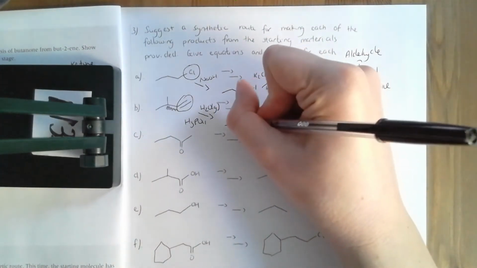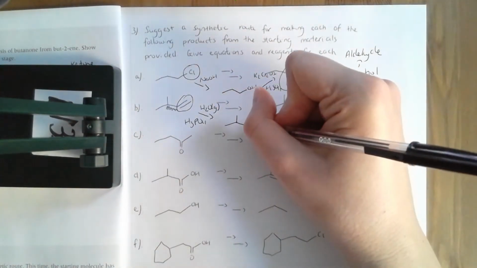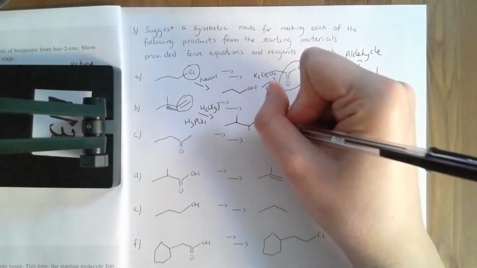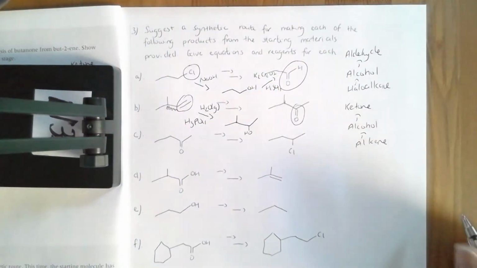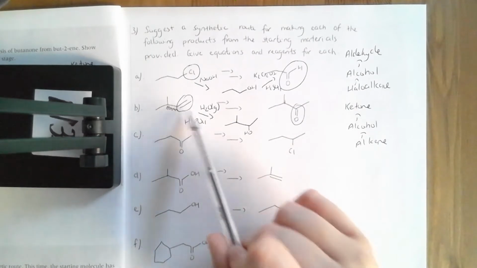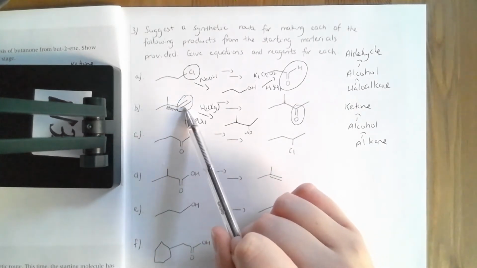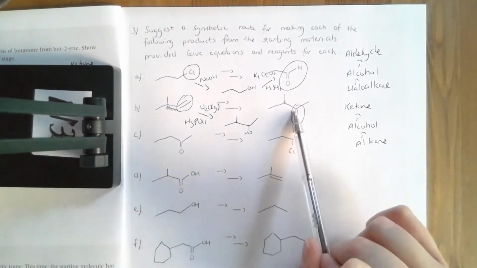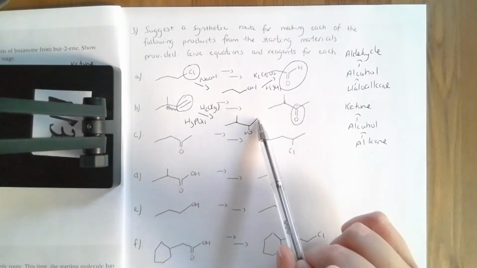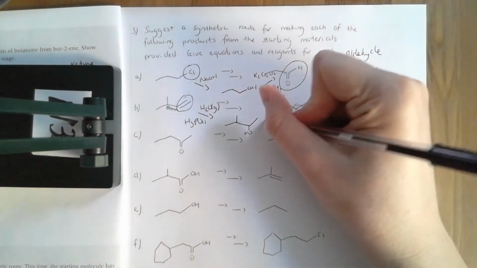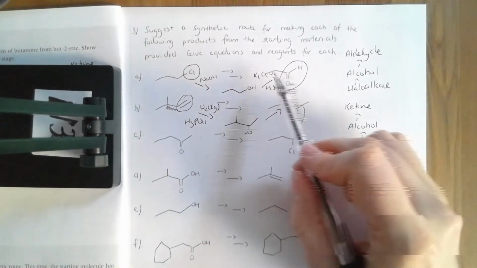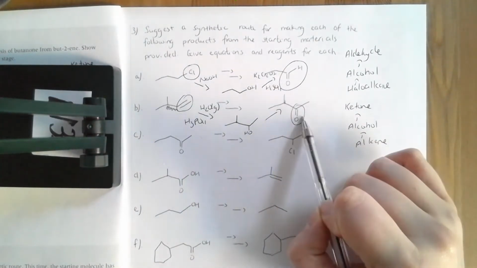Again, it's important that you put your OH group in the right place. So I'm adding H2O across the double bond. I need an oxygen on this carbon, so I'm going to put the OH here and the hydrogen will go there. Then I'm simply oxidizing this with acidified potassium dichromate to get my ketone.